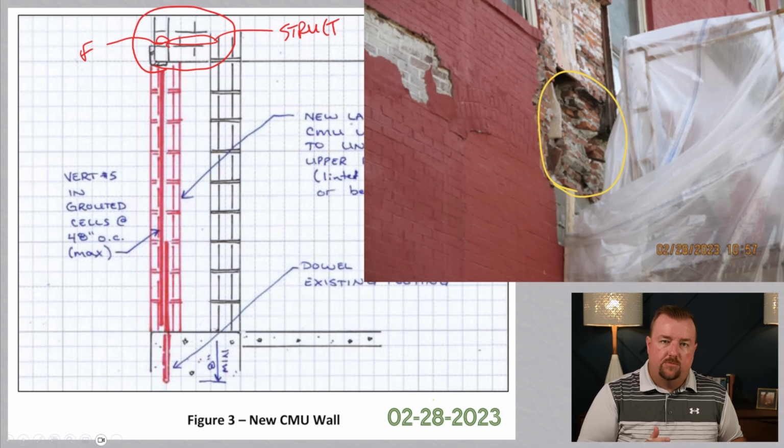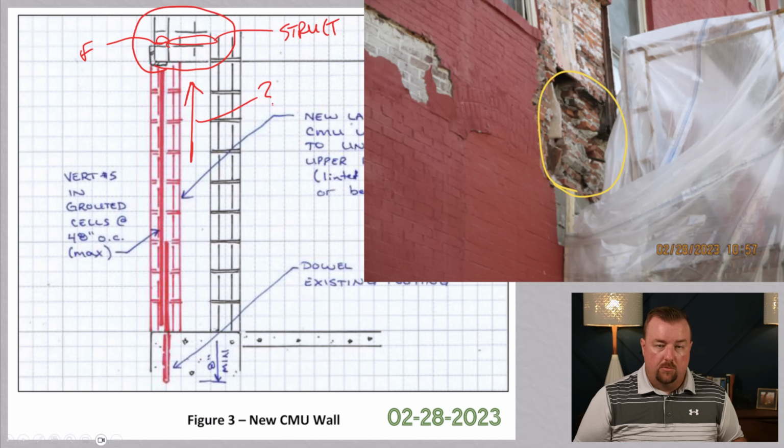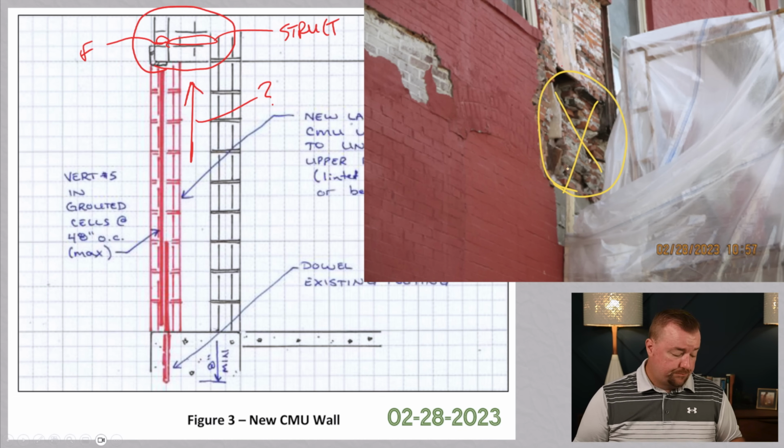This detail is completely, not only is it not a good detail because it's missing how to support the middle of the structural brick, but it doesn't even account for the fact that there is no structural brick there, that it's all demoed and damaged and whatever. And it's just left up to the contractor to sort of figure it out.